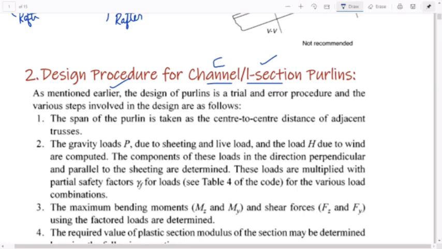So let me go through this procedure briefly, but I believe that you can more effectively understand the procedure of this purlin design when we solve a problem on this. Okay, but let me go briefly in this video. So the first thing is the span of the purlin is taken as center to center distance.